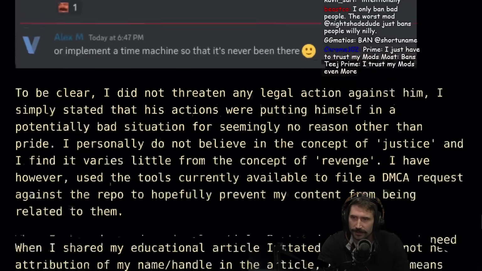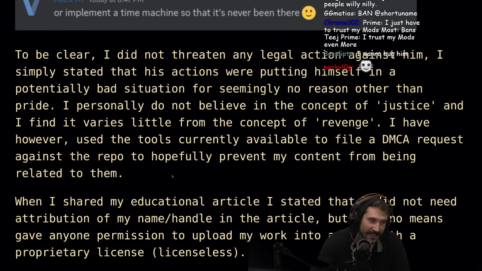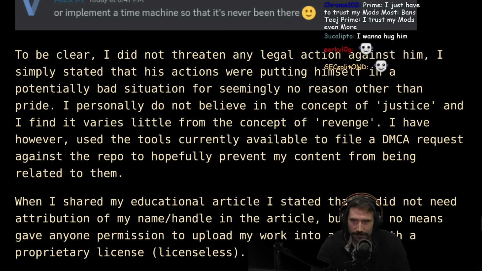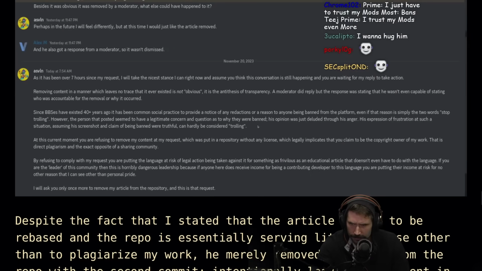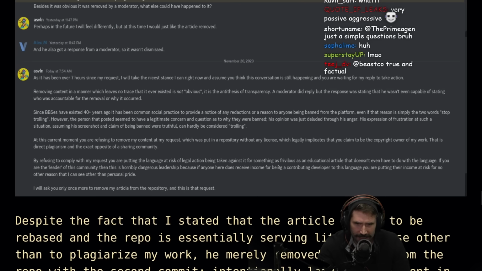Interesting. Okay, so he just doesn't want to do it. Okay, so that's what we saw here. He just doesn't want to do it. All right, to be clear, I did not threaten any legal action against him. "By refusing to comply with my request, you are putting the language at risk of legal action being taken against it."